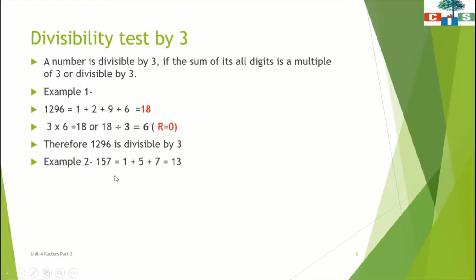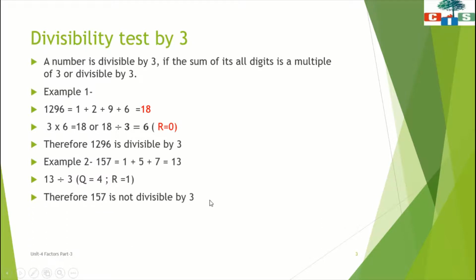Okay, this is a very easy example. First step, we have to add all these digits, that is 1 plus 5 plus 7. So 1 plus 5 is 6 and 6 plus 7 is 13. Now we can see that 13 is not divided by 3, because when we divide 13 by 3 it will leave remainder as 1. So we can see that 13 cannot be divided by 3, therefore this whole number is not divisible by 3. Therefore 157 is not divisible by 3.